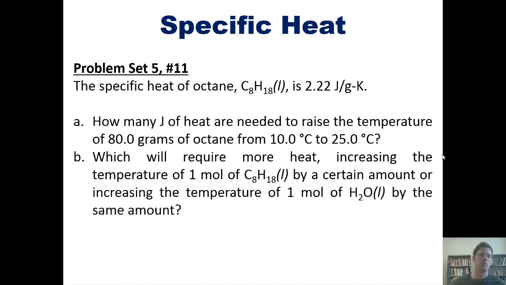All right, let's take a look at a problem. The specific heat of octane, whose formula is this, is 2.22 joules per gram Kelvin. How many joules of heat are needed to raise the temperature of 80 grams of octane from 10 to 25 degrees Celsius? And separately, which will require more heat? Increasing the temperature of 1 mole of octane by a certain amount, or increasing the temperature of 1 mole of water by the same amount? Now, I'm not going to do this for you, but I invite you to attempt to do it on your own. And then if you wish, you can click the link here to a separate video in which I'll show you how to do it on the cam or on the board.